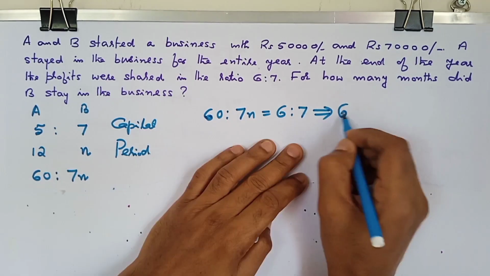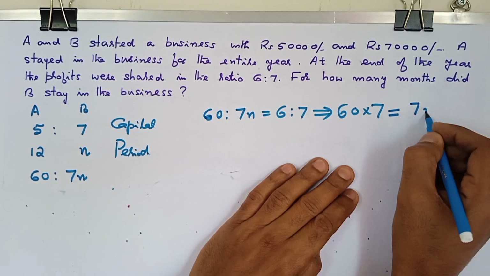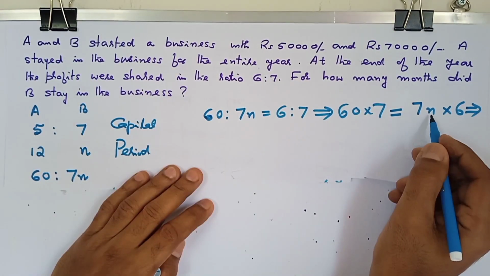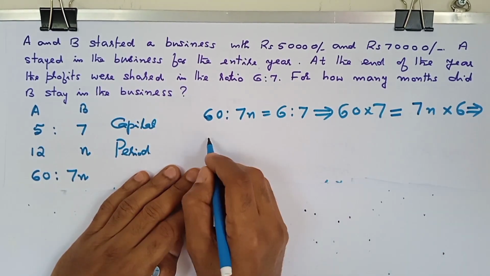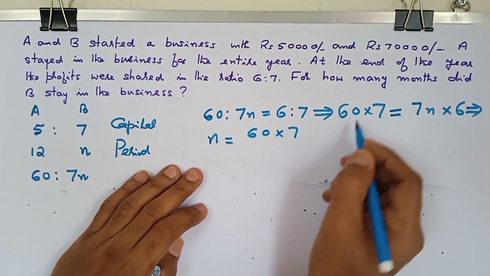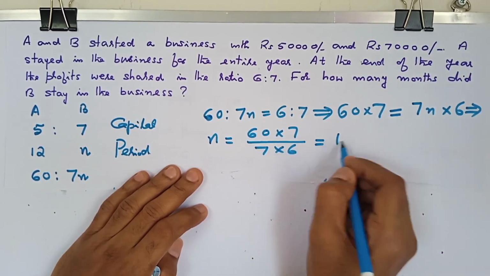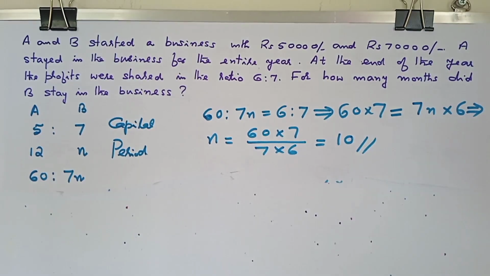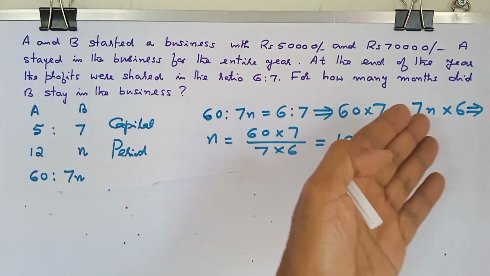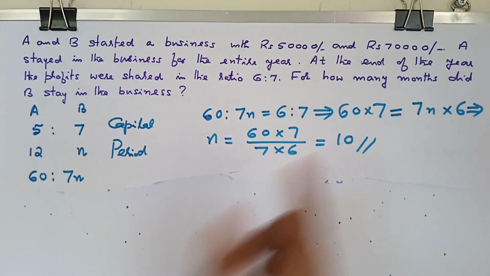This implies 60 into 7 equals 7n into 6. Keep n here, take the other things to the left side. So n will be 60 into 7, already here, 7 and 6 will come down on simplification. What does that show? n was used to denote the number of months B stayed in the business, and that's what we are asked to find out. So B stayed in the business for 10 months.